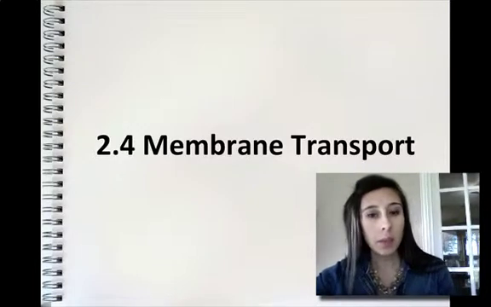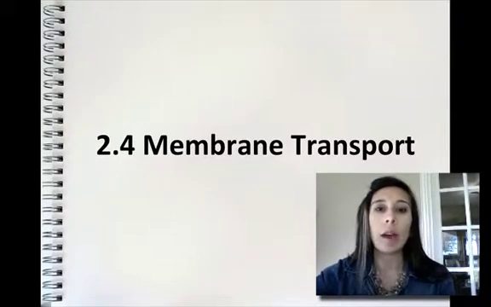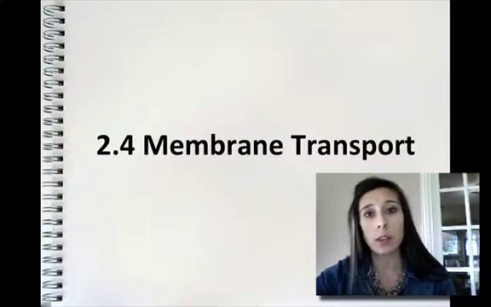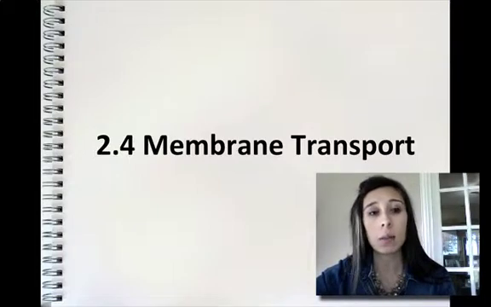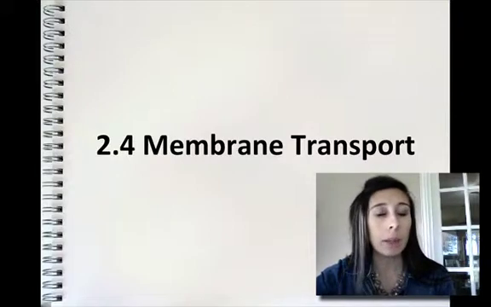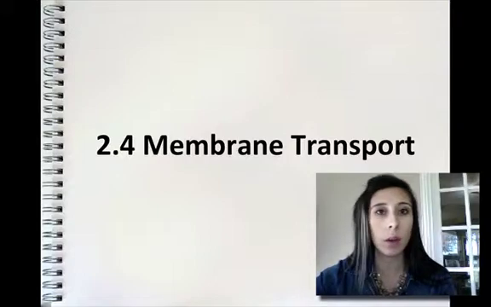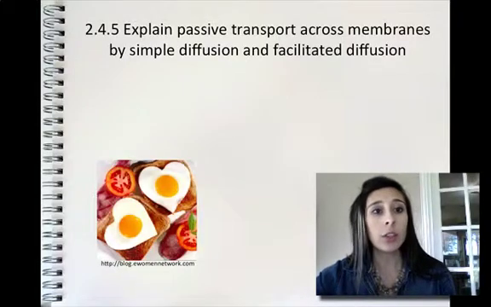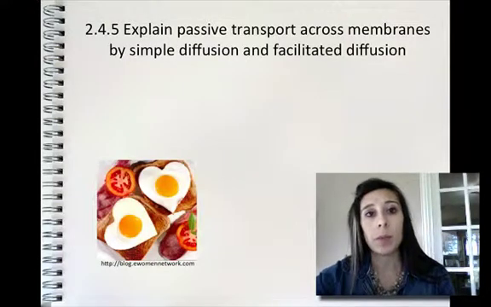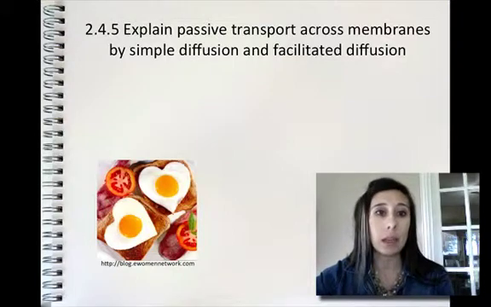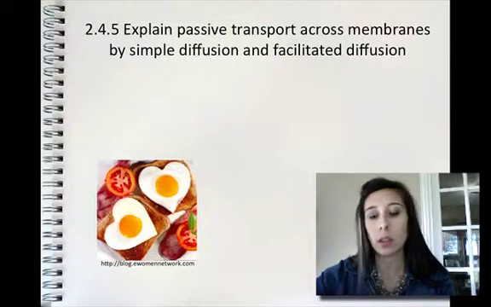Okay, IB, let's take a look at how the membrane of our cells actually regulates things coming in and out. Sometimes it takes some energy, but sometimes it is very passive and can happen somewhat naturally on its own. Looking at this assessment statement, we want to explain passive transport across membranes by simple diffusion and facilitated diffusion.